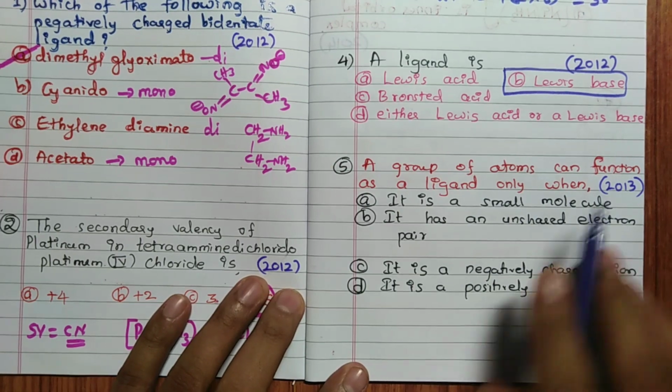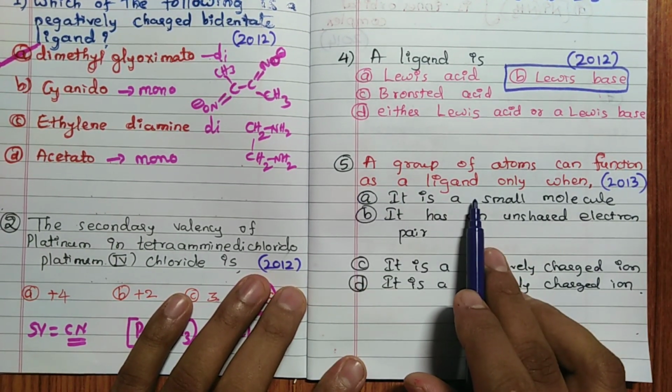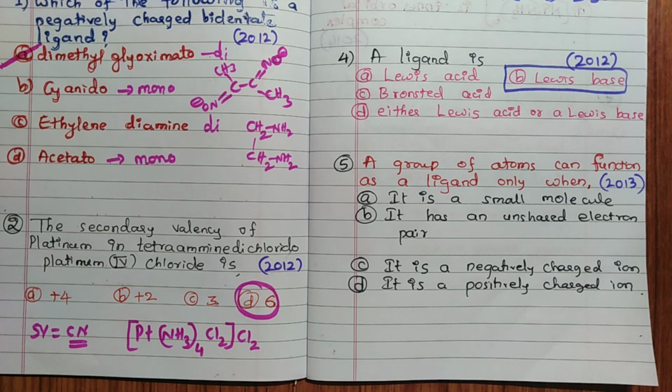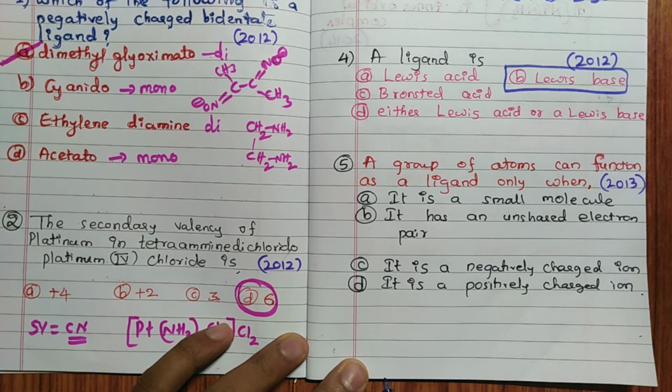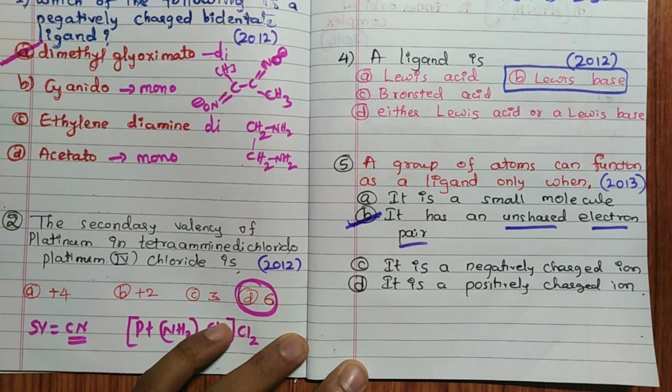Similarly, 2013, a similar type of question: a group of atoms can function as a ligand only when. Remember, it is a small molecule, it has an unshared electron pair, negatively charged, positively charged. So remember, a ligand functions only when it has an unshared electron pair. So the answer for this question is B.